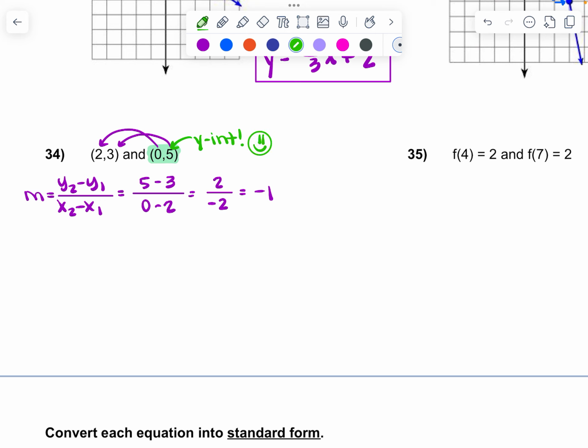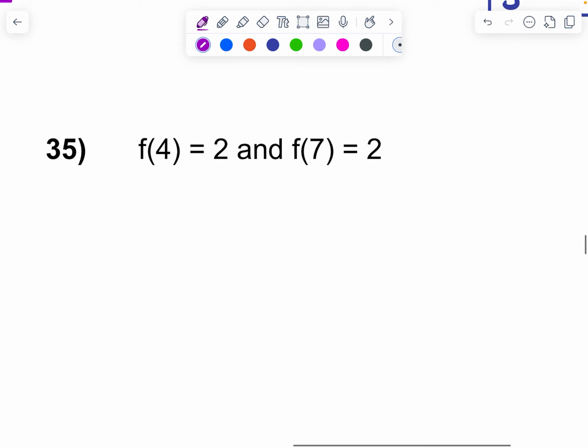Y-intercept. Yay, happy face. If one of your points is the y-intercept, then I can go ahead and write it in slope-intercept form right now. y equals mx plus b. My slope is negative 1 x, and my y-intercept is clearly 5 because that point is a y-intercept since the x value is 0. If you don't catch it, it's okay. You can do point slope form. Pick one of those points, throw it into point slope form, and then solve and put it into y equals mx plus b, and you're going to get the exact same answer. But if you catch it at the beginning, it's all the quicker.